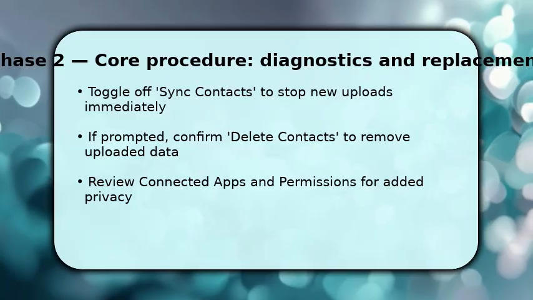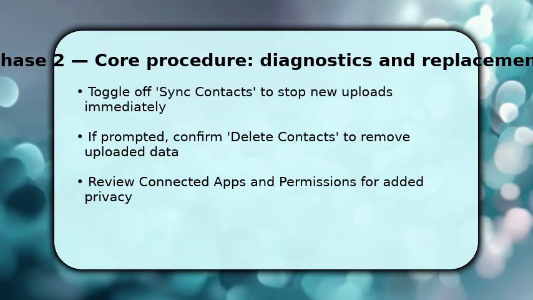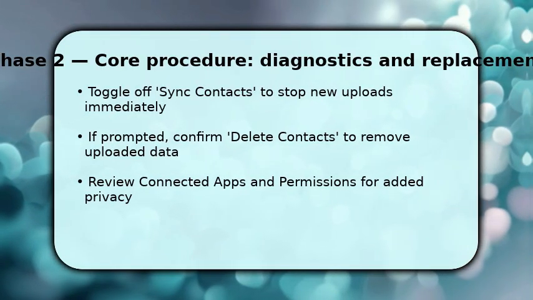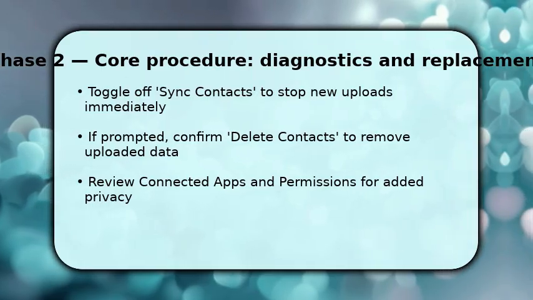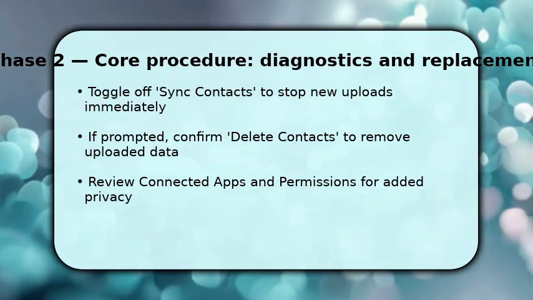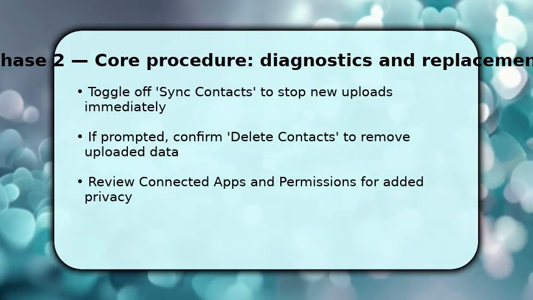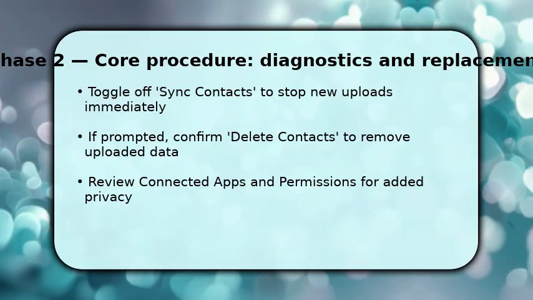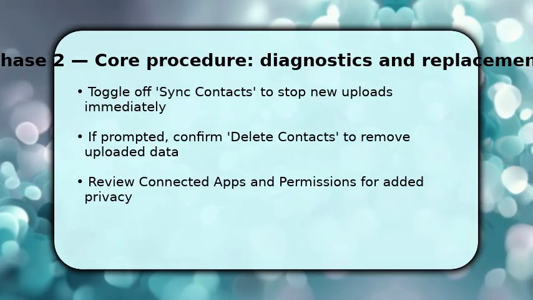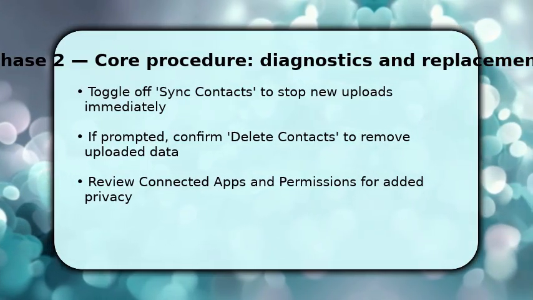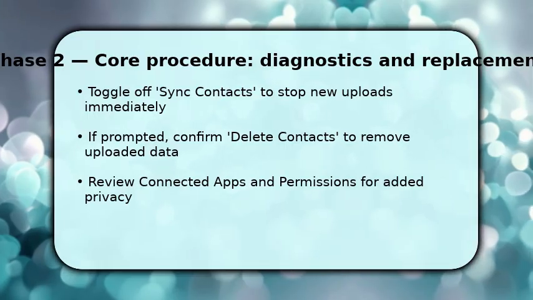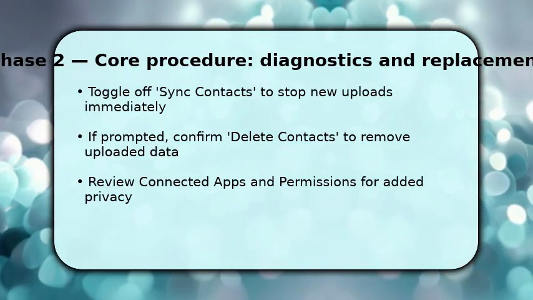If Snapchat asks whether to delete previously synced contacts, choose Delete to remove them from Snapchat servers. This is important for privacy. After that, go to Connected Apps or Permissions to revoke contact access, because turning off sync alone might leave permissions enabled. Make sure to grant no permissions you don't want. This prevents accidental future re-uploads and keeps your address book private.